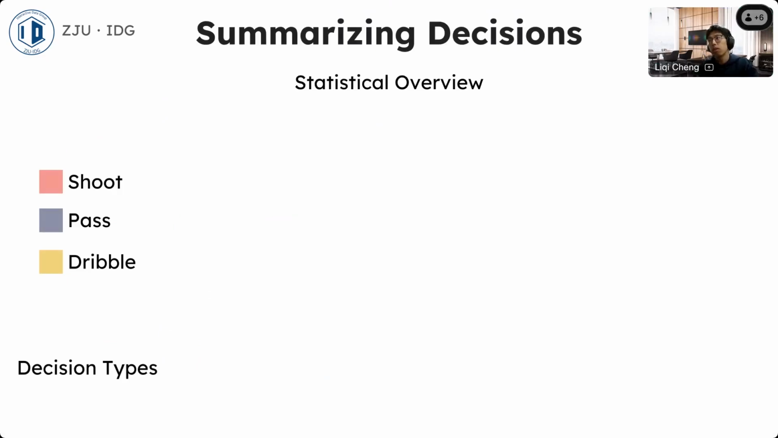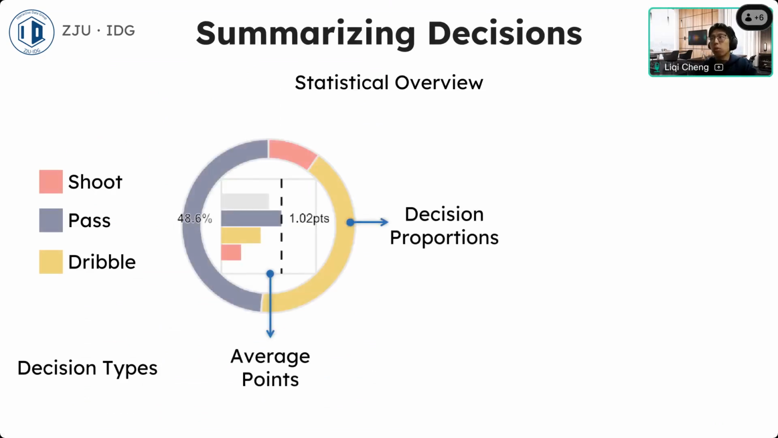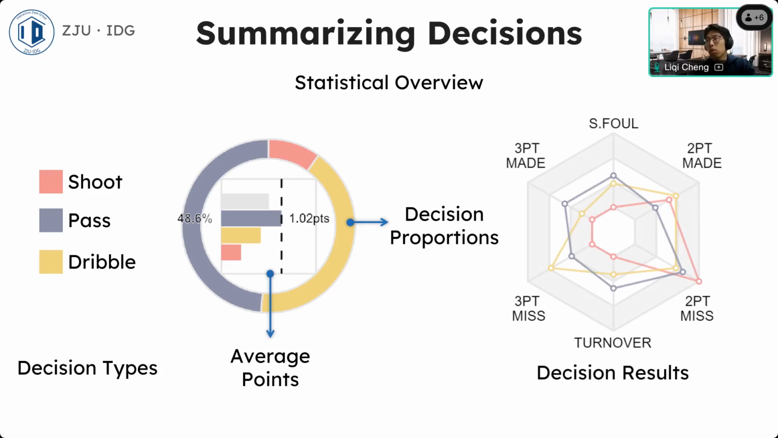For all the retrieved similar situations, the players' decisions are extracted and summarized statistically. We use 3 colors to present the 3 types of decisions, and combine visualizations to show the decision proportions and the average points across all retrieved situations. Finally, we use a radar chart to illustrate the specific game events associated with each decision type.